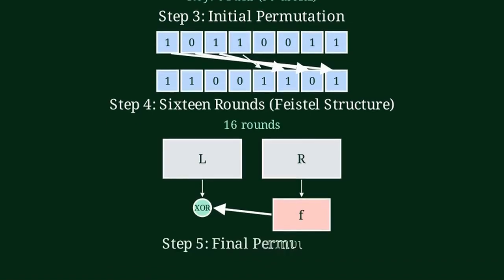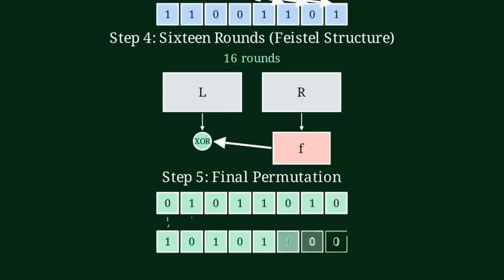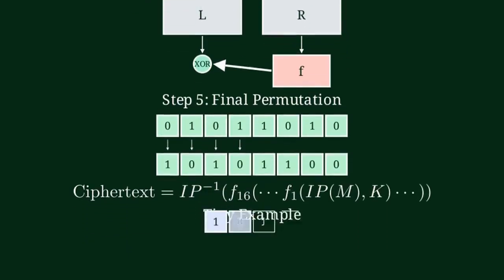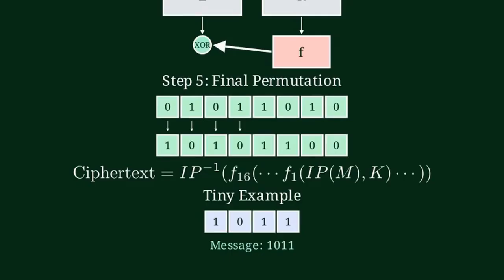Step 5. After all rounds, the halves rejoin and one final permutation happens. This is the inverse of the first permutation. In summary, the ciphertext equals the inverse IP of the 16-round function applied to the initial permutation of the message with the key. Now, let us do a tiny example with a 4-bit block and a 1-bit key.